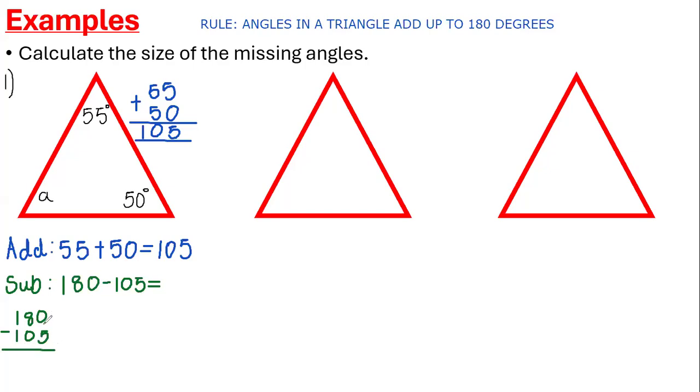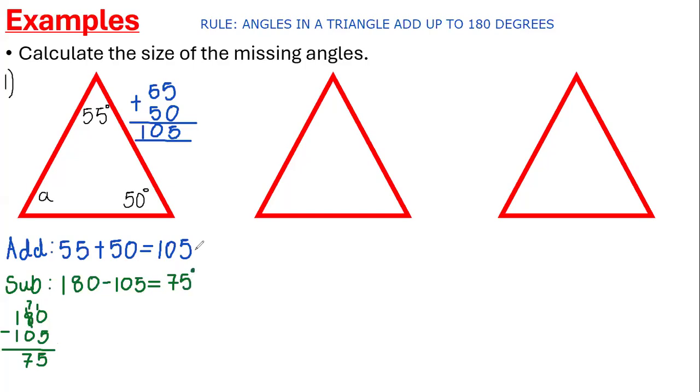So what do we have? 0 minus 5, we can't do that. Put the 1 up. 10 minus 5 is gonna be 5. 7 minus 0 is 7. And 1 minus 1 is 0. So that is gonna be 75.